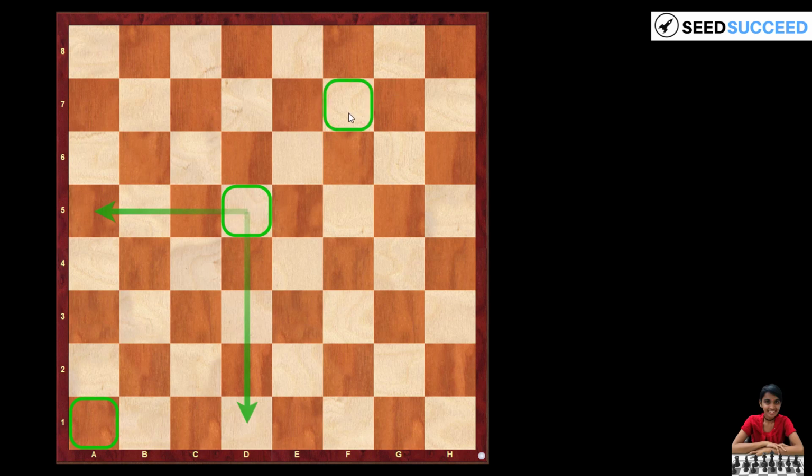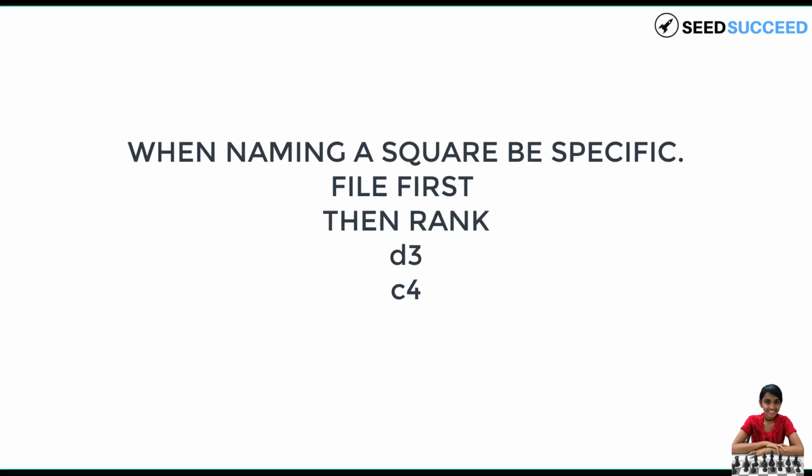Okay, so now this file would be F and then 7, F7. So we note it down as small f and then 7, F7. So this square would be H1. See, it is in H file and then the first rank. So this is named H1. So be specific when naming a square. So this is how we name a square. We have to note the file first and then the rank.